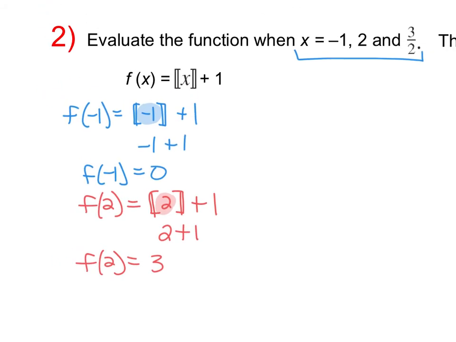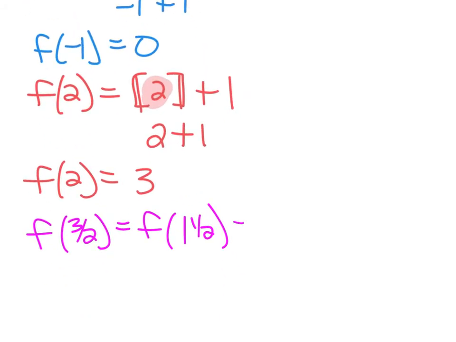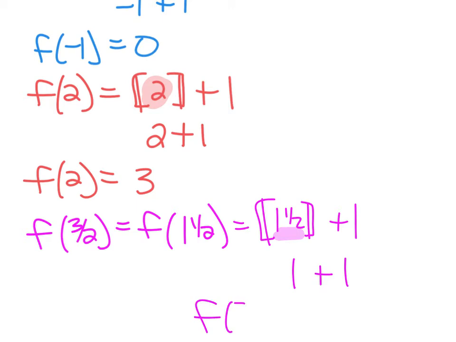And then what do we have? F of 3 halves, and I'm going to write that as 1.5. So f of 3 halves is f of 1.5 because it's just a little bit easier to picture that way. And so that's going to be the greatest integer value of 1.5 and then plus 1. So here we don't have a whole number, we have a fraction. So we're going to go backwards to the nearest whole number. So if I'm at 1.5, I'm going to go backwards to 1, and then I'd have 1 plus 1. So f of 3 halves is positive 2.